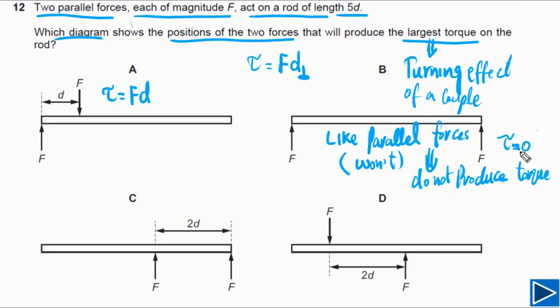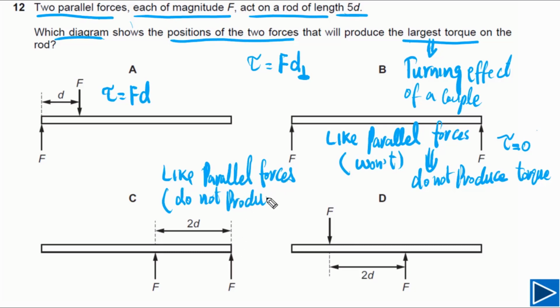So simply we can write here. If you look at option C, again we have two forces and these are like parallel forces. They do not form a couple and they will not produce a torque, because they do not form a couple and they're like parallel forces. Simply we can say torque in this case will be equal to 0. So for C, tau is equal to 0.